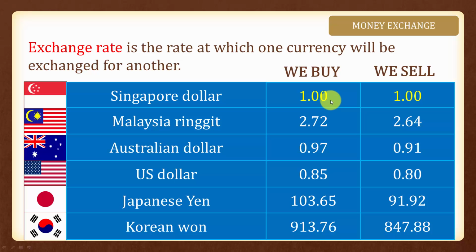At the money changer, you will often see these two columns here. The word "we" actually stands for the money changer. For instance, the money changer will give you $1 for every 2.72 Malaysian ringgit that you have, because they are buying the Malaysian ringgit from you and they are giving you the Singapore dollars. And they will sell you the Malaysian ringgit for 2.64 Malaysian ringgit for every $1 that you give them.